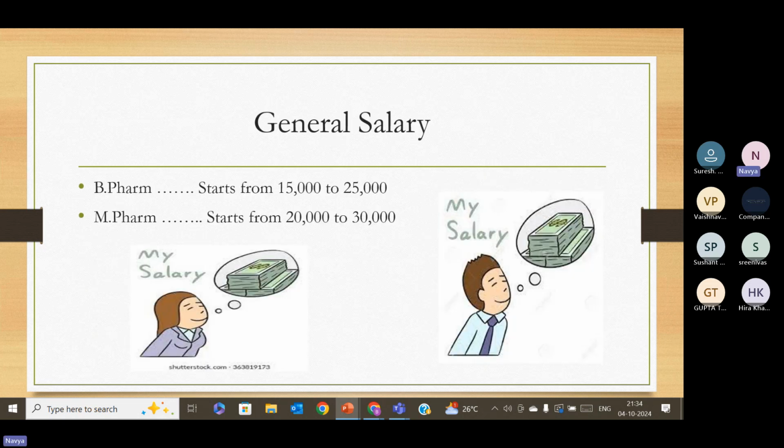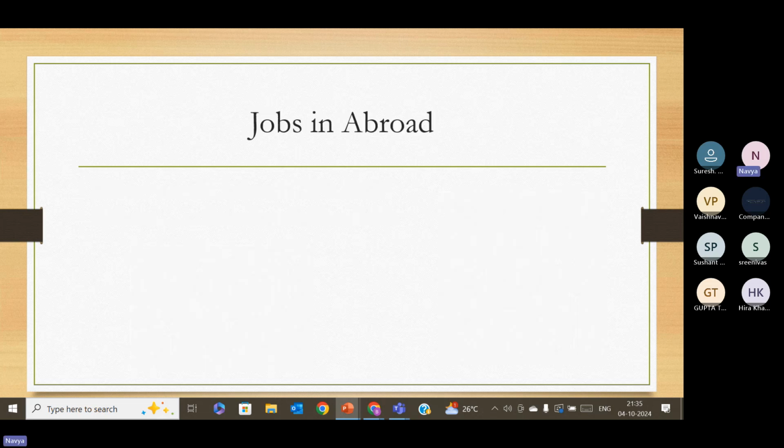Salaries, please don't mark my words. I have just put some kind of number, but you can consider there are companies which give you a good package. Once you get experience, you can ask for even 50% more. So it depends.